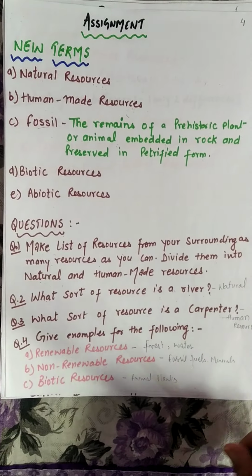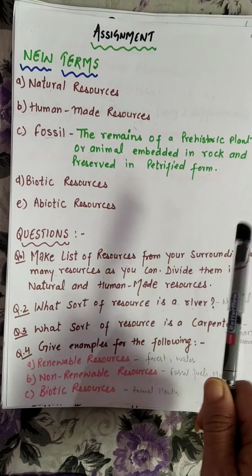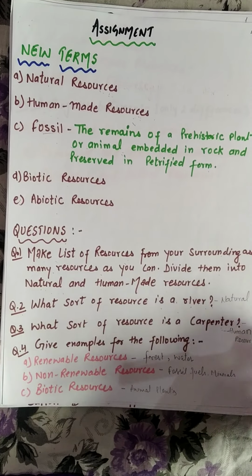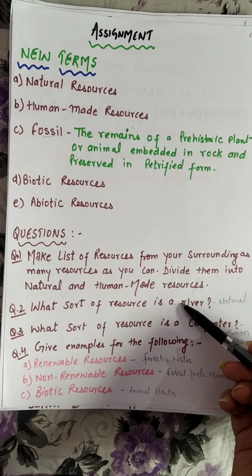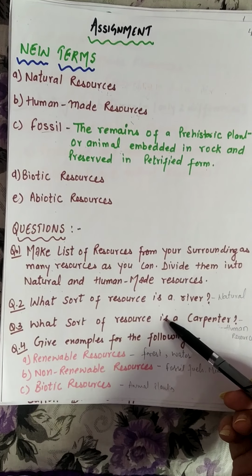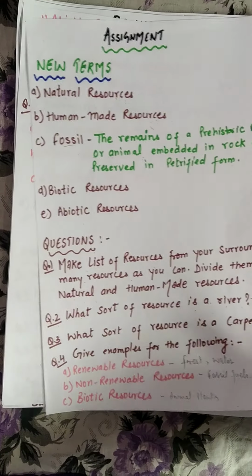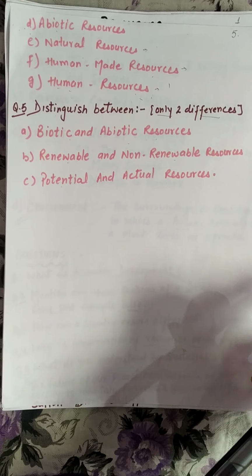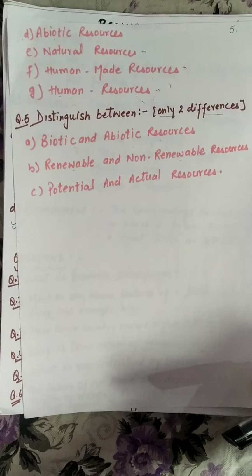In this you have to mention the resources, make a list, divide them into natural and human made, and give examples. What sort of resource is a river and what sort of resource is a carpenter, and then give two examples of each kind of resource. And after that, there was a difference between question, where one definition was required and the second was an example you can write.